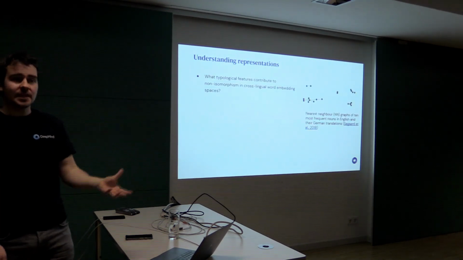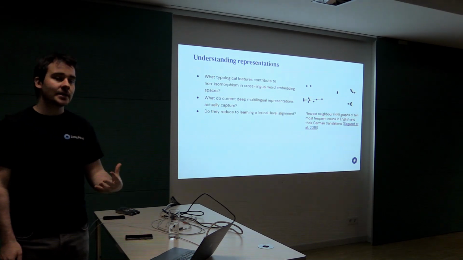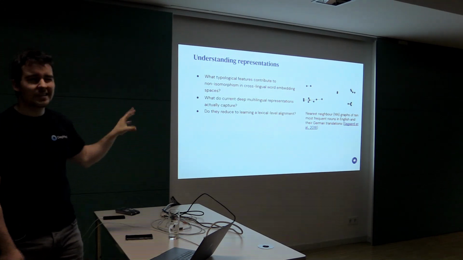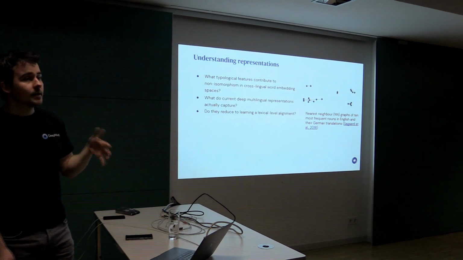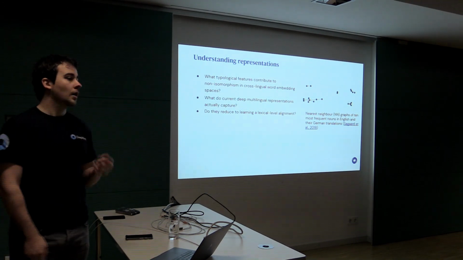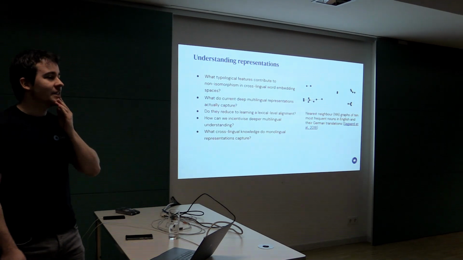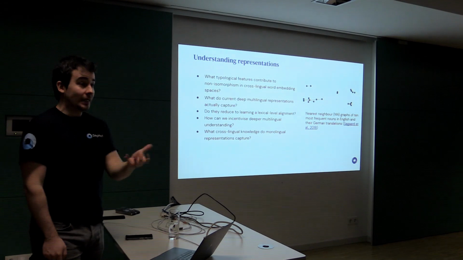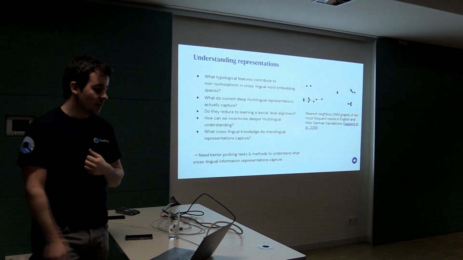And on the same note, I think there still needs to be more work on understanding where this non-isomorphism comes from. As I briefly alluded to, we've done some experiments, and it seems that the amount of data plays a big role, but it's also necessary to look more at what role typological differences, so the linguistics, play in the nature of these different embedding spaces.